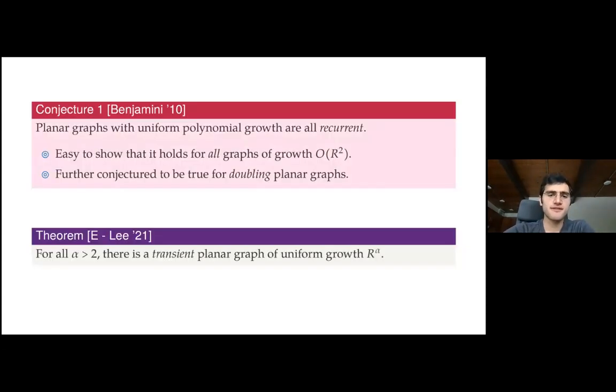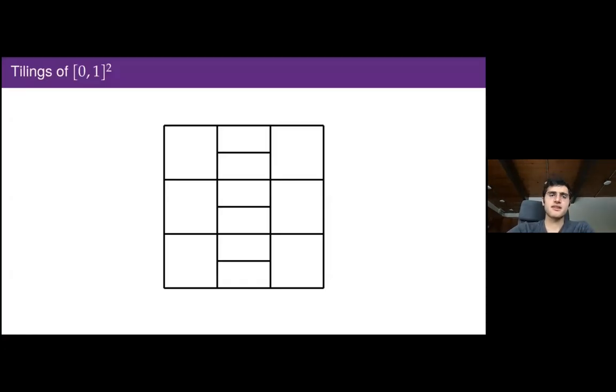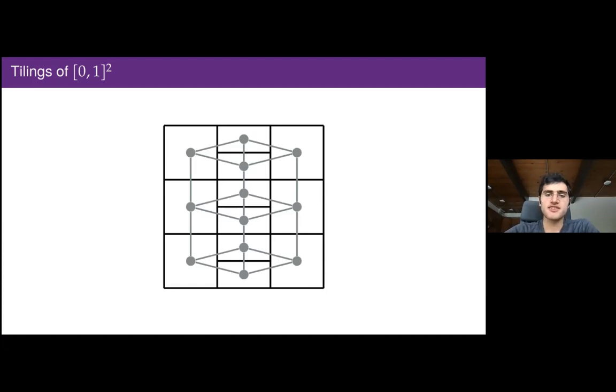By the way, if there are any questions, please interrupt me. Our constructions are based on tilings of the unit square, to which we associate a dual graph. You can see that this graph has 12 vertices, and every two tiles that share an edge are adjacent.